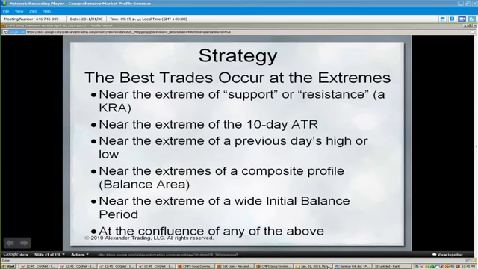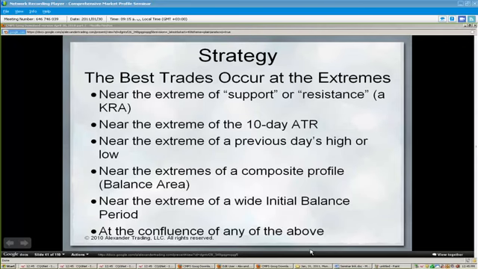It at the completion of the strategy section, and this sort of sums up the key points about strategies: that the best trades occur at the extremes, near the extreme of support or resistance.